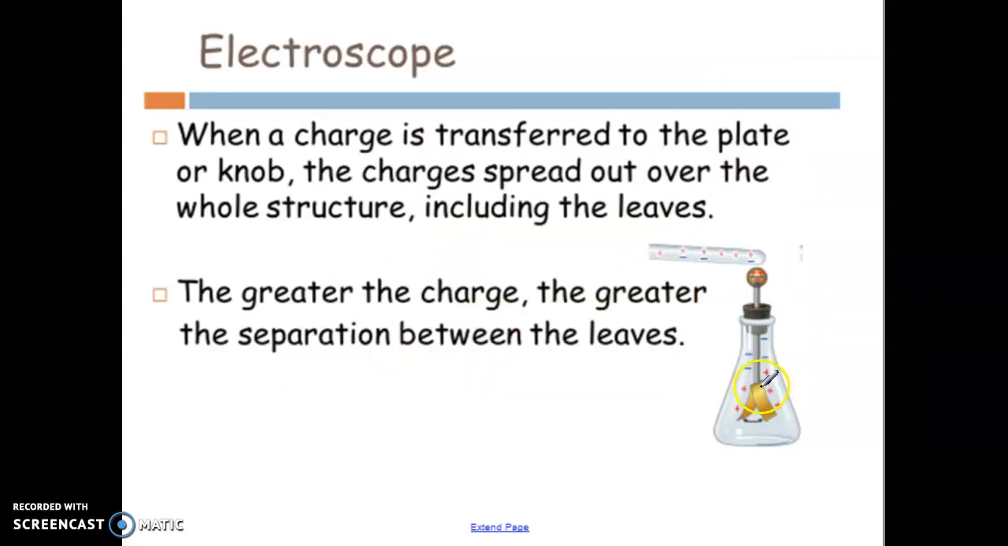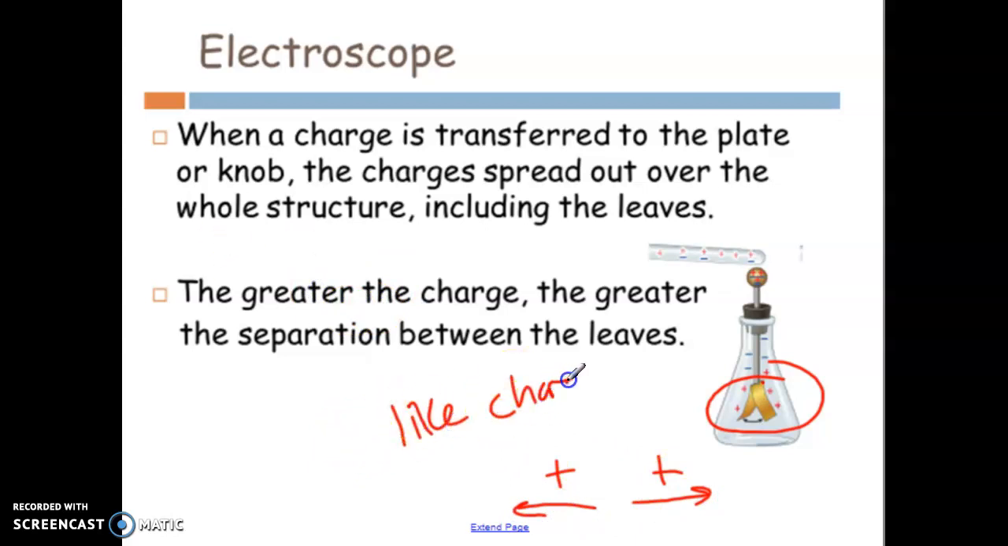All right, if you take a look at this picture, it's just a different diagram, but here's the metal sphere, here's the metal rod, and here are those leaves. And this is glass with a rubber stopper, right? But you can see here, the leaves are apart. It's because if you look at the charge down here at the leaves, it's showing that they have a positive charge. So why do positive and positive push the leaves apart? It's because like charges repel. And that's what we saw in that last video.